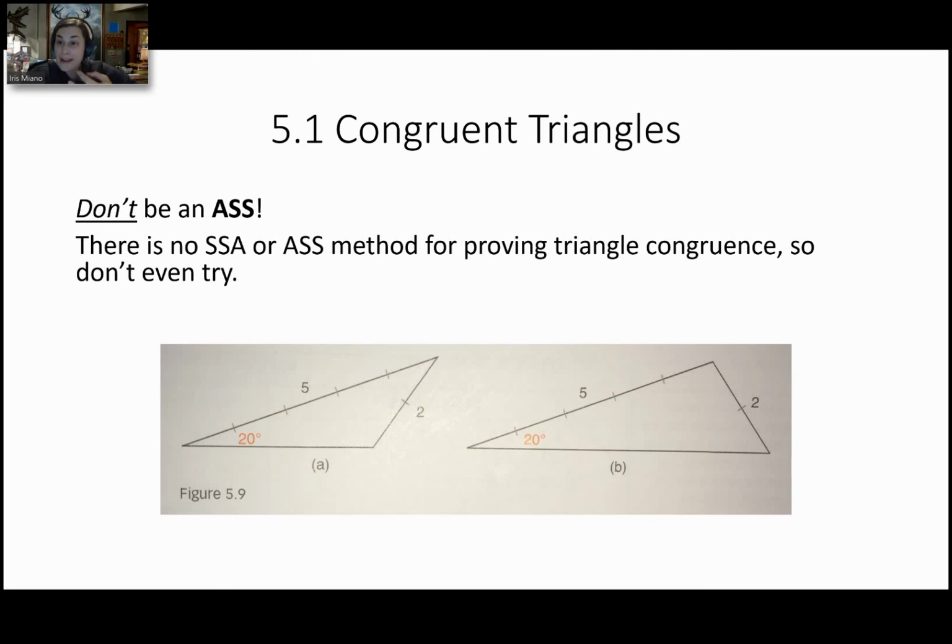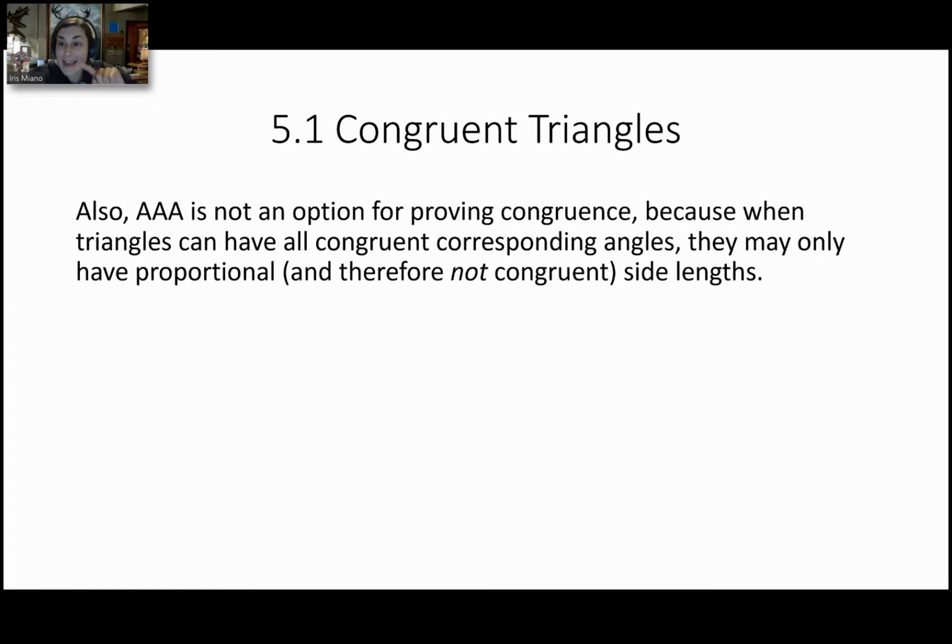Okay? Are there any other combinations of A's and S's that don't work? Well, yes, and that's AAA. Now, AAA, or angle, angle, angle, is not a congruency mechanism. It is, however, a similarity mechanism, and it actually, PS, gets shortened to just AA. It turns out you only need two corresponding congruent angles in order to show similarity. We'll get into that in chapter 7.